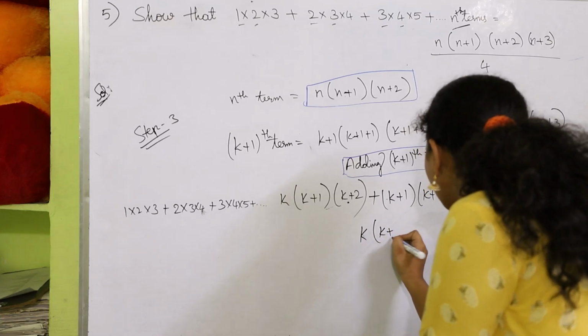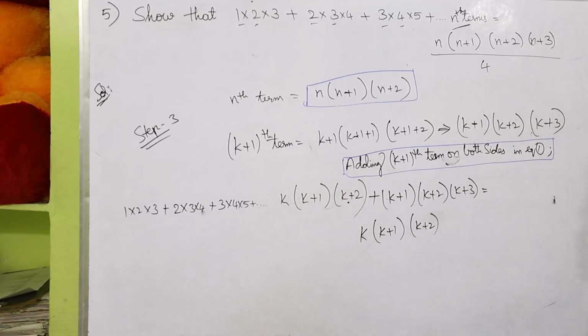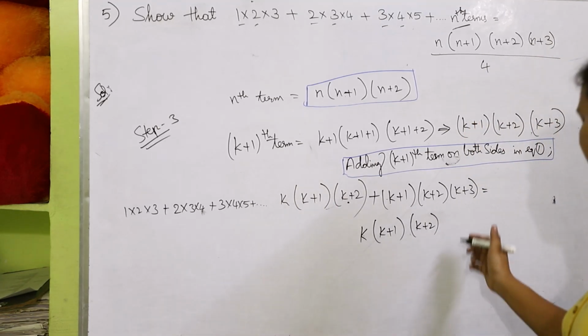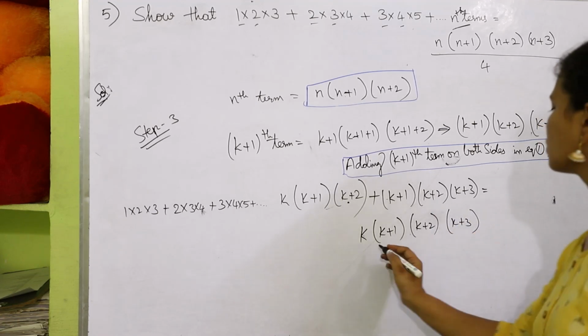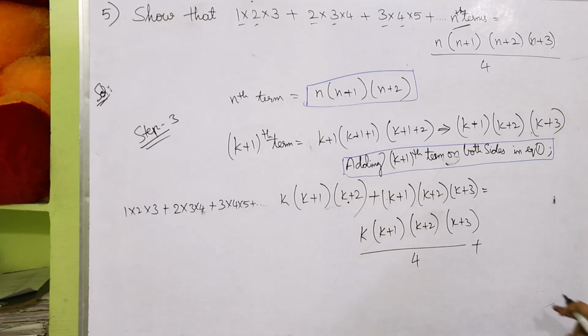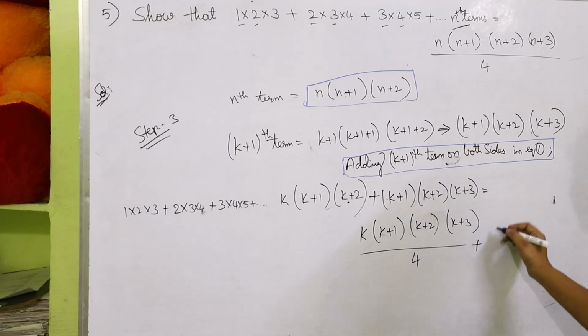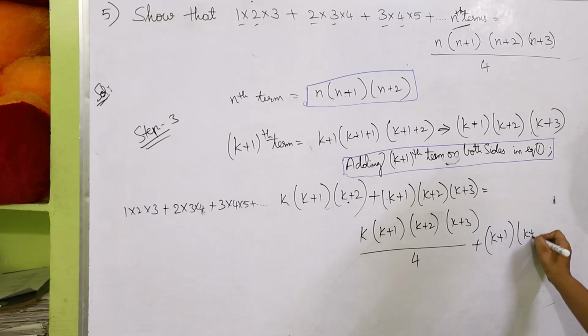k into k plus 1 into k plus 2. This, we are talking about the first equation, guys. So here I have substituted k instead of the n value, okay? So k plus 3 by 4, plus as it is. So make a plus over here. Plus k into k plus 1 into k plus 2 into k plus 3 by 4, plus here the k plus 1th term. So the k plus 1th term is what? k plus 1 into k plus 2 into k plus 3 will be the one.